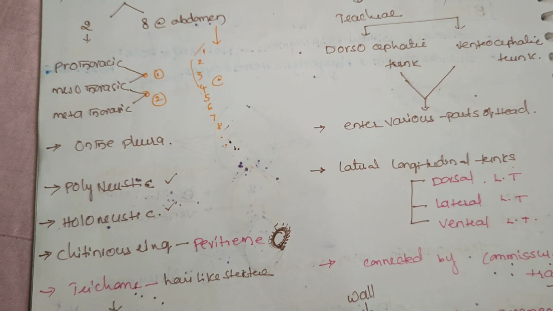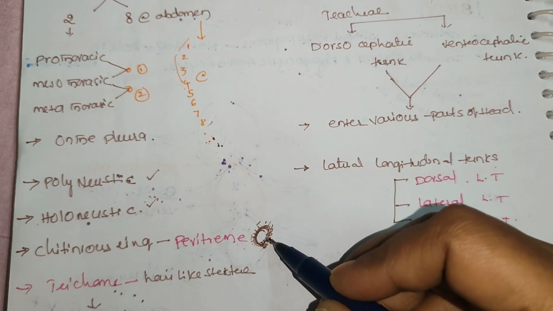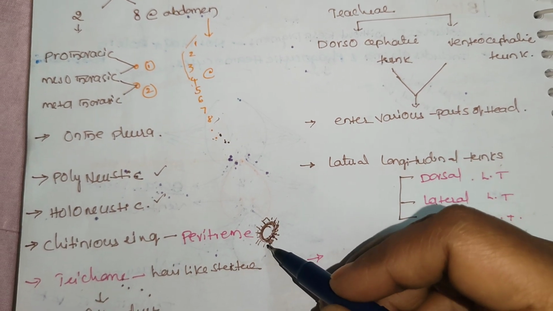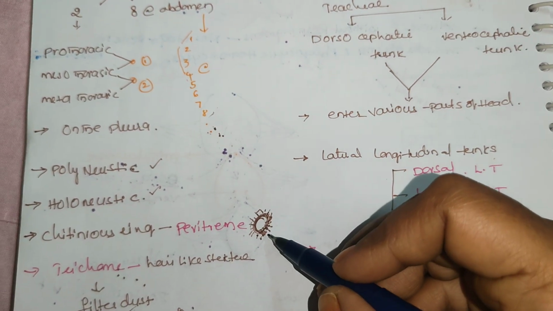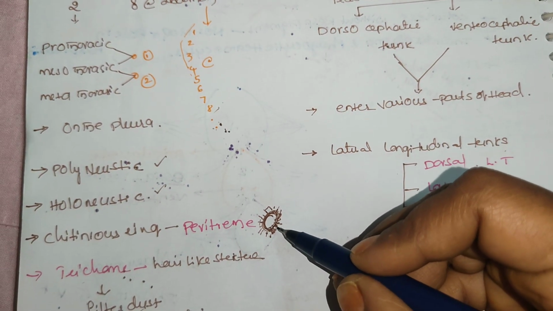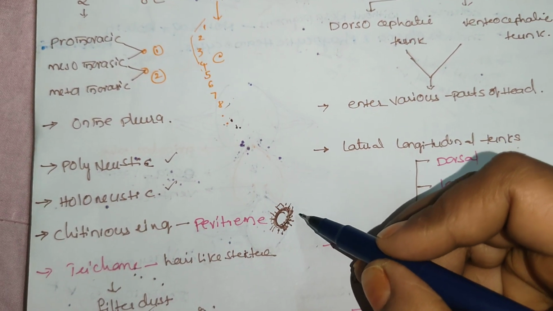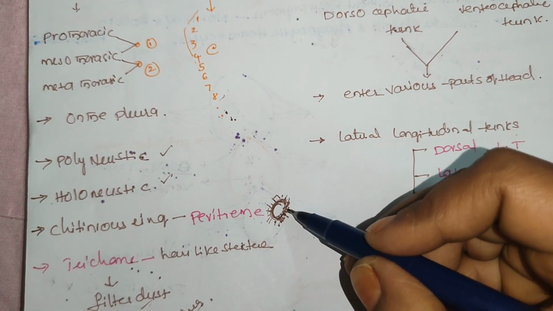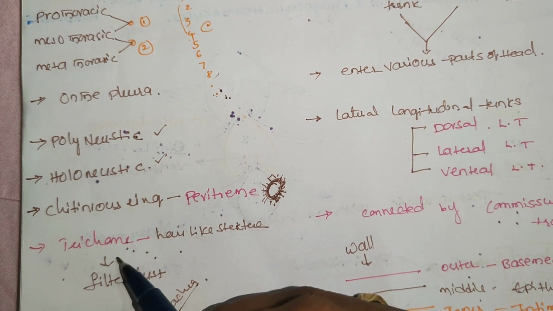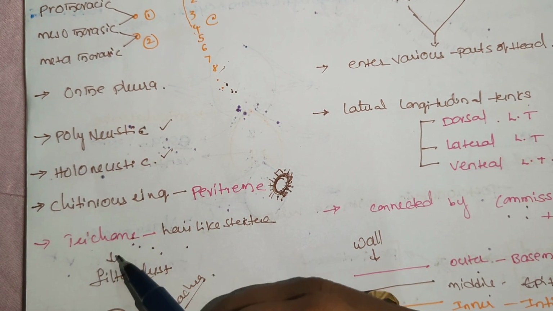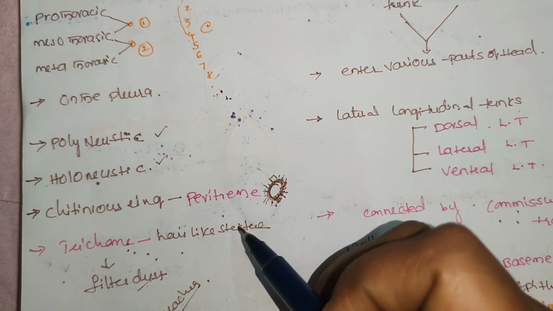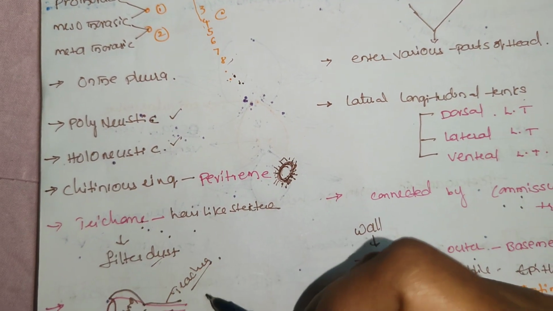And also trichome is present. Trichome means small hair-like structures are present for filtration. Like in our nostrils, we have hair-like structures to prevent the dust particles, for filtration. Likewise, trichomes are also present. In botany also, you studied the hair-like structures in the stem called trichome, right? Same here, hair-like structures, but in the spiracles, that is trichome.